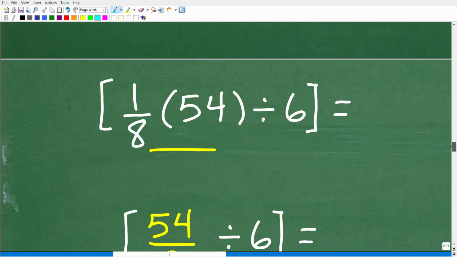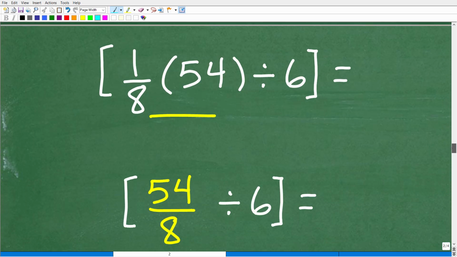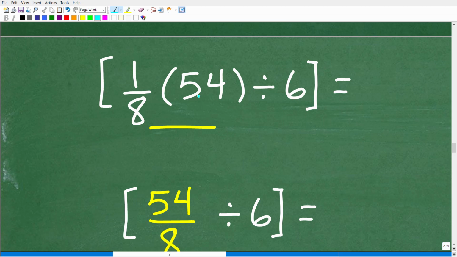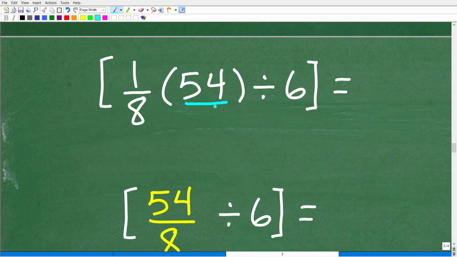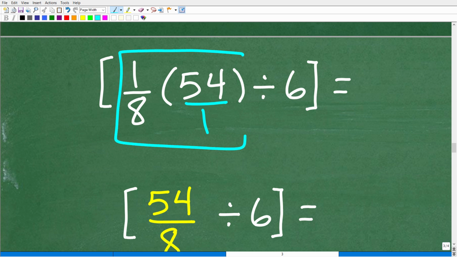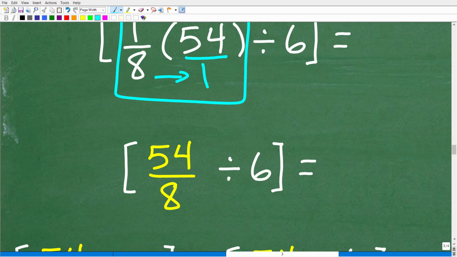All right, so what is 1/8 times 54? Well, if you didn't see this as a fraction, or you're like, well, 54, how do I do this? We could always think of any number as a fraction by putting it over 1. So the way we multiply fractions is simply you multiply the respective numerators over the respective denominators. So 1 times 54 is 54, 8 times 1 is 8. So the answer here is 54/8, and we're going to divide this by 6.